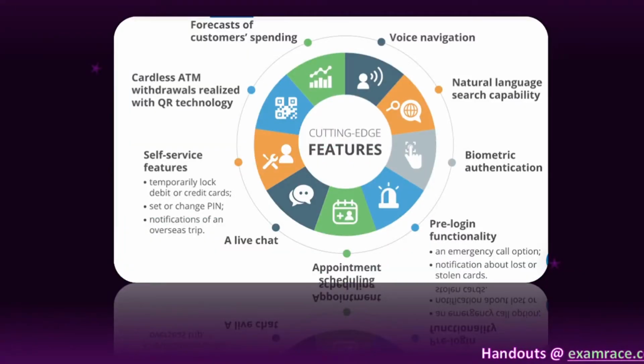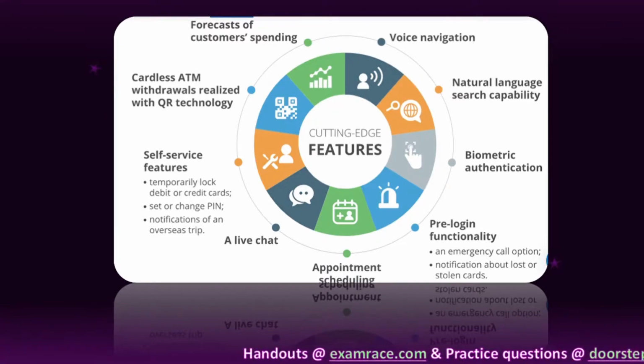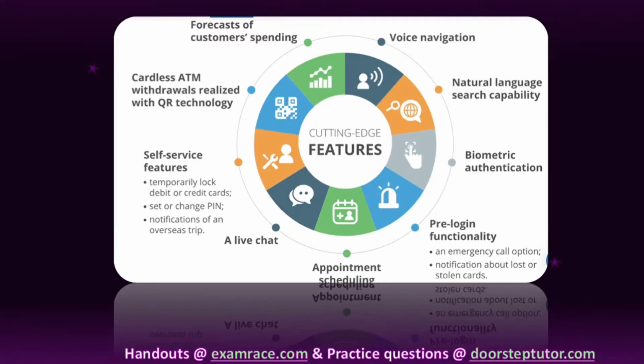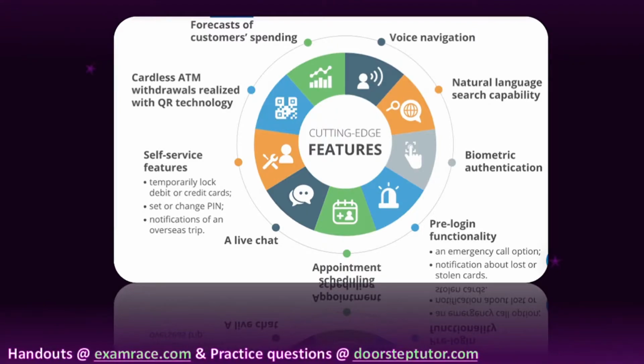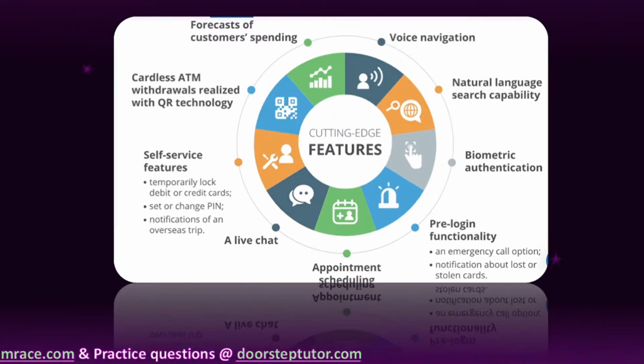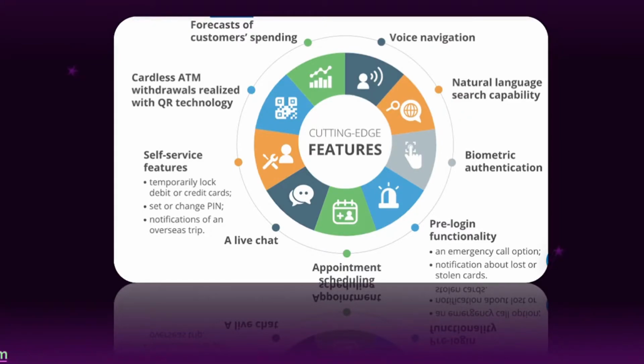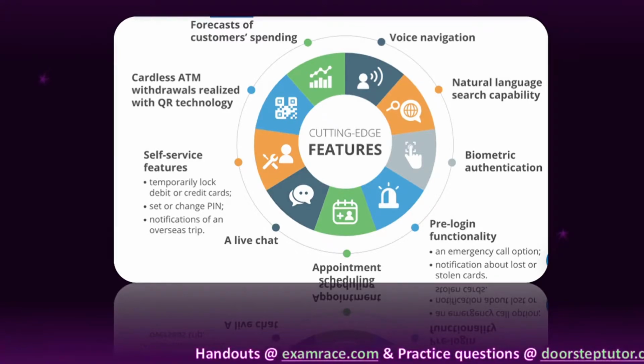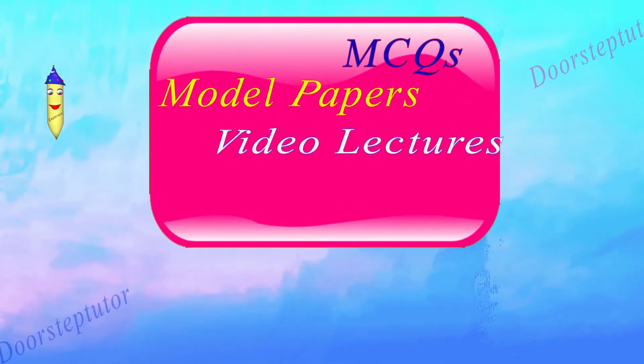Coming to the features of mobile banking, very first we have forecast of customer spending. As everything is generated on mobile and you can have easy and quick access to your financial or bank statements, you come to know how much you are spending, so you can have control over it. There is cardless ATM withdrawal realized with QR technology. You can easily scan the QR code and make cardless ATM withdrawals.